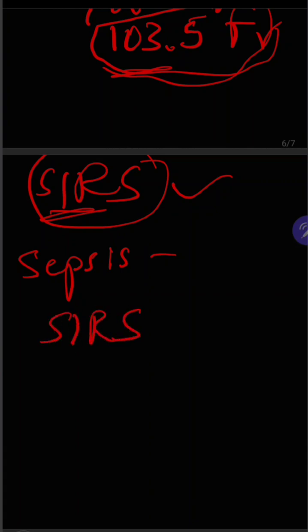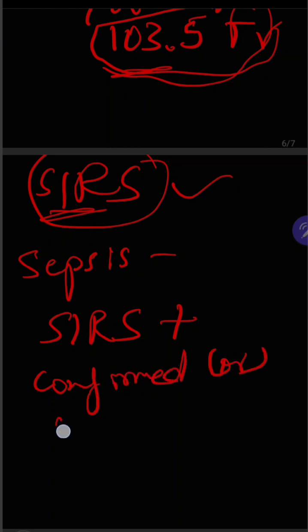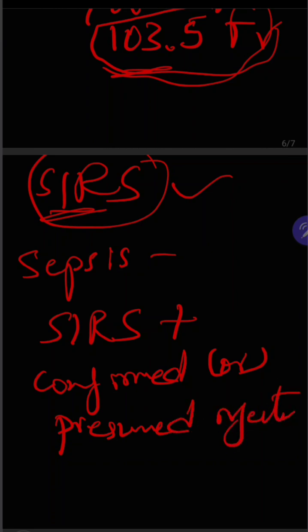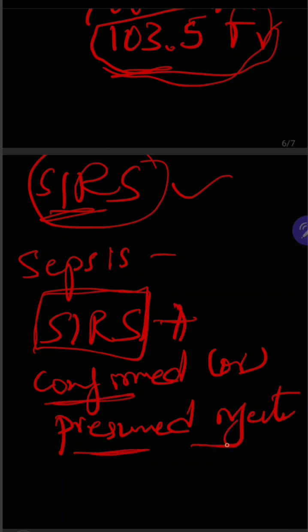Okay, and then when do you call sepsis? Sepsis is SIRS plus confirmed or presumed infection. So we call the patient septic only when the patient has at least 2 parameters in the SIRS criteria, plus it is a confirmed infection or presumed infection.